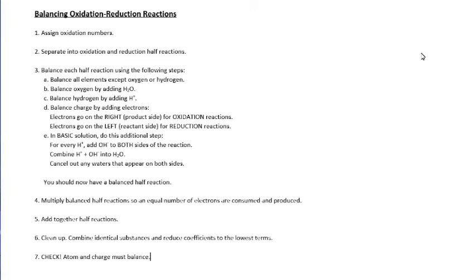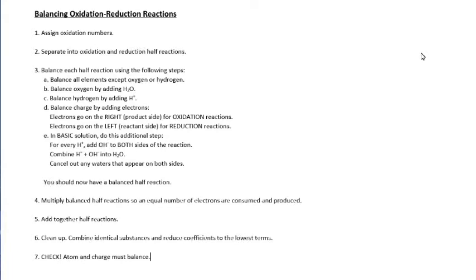Okay, in order to deal with oxidation-reduction reactions, we need to know how to balance them. So there are 2 conditions in which you can balance these oxidation-reduction reactions. You can balance them under acidic conditions or basic conditions. Now, the acidic and basic conditions have the same steps, except that the basic conditions have an extra step at the very end. So we're going to look at acidic conditions first.